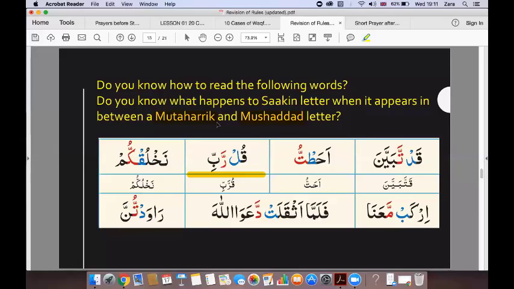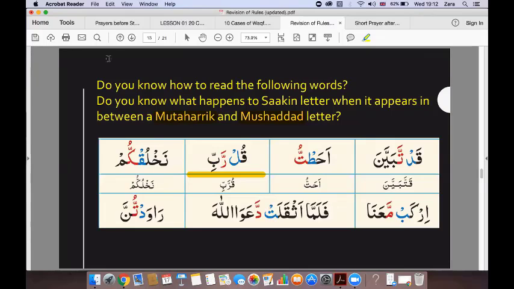We've had the Mutaharrik letter, which is the letter that carries the stroke. We've had the Sakin letter, which carries the Sukoon. What sign does the Mushaddad letter carry? Think about the word Mushaddad. Is it the Ra? Excellent. And what is it carrying that makes it the Mushaddad letter? Shadda. Excellent, well done. You can hear the name in it.